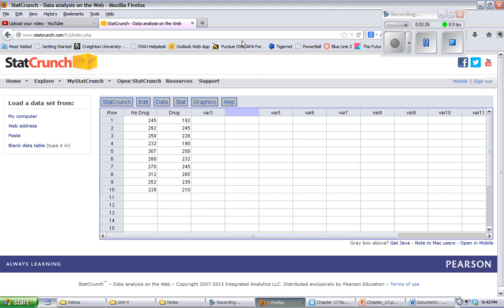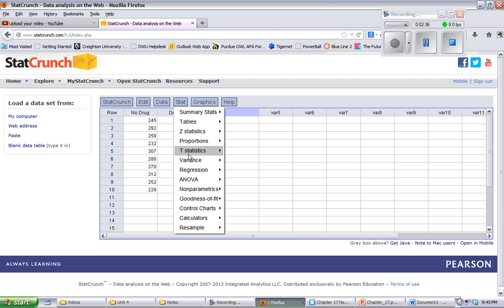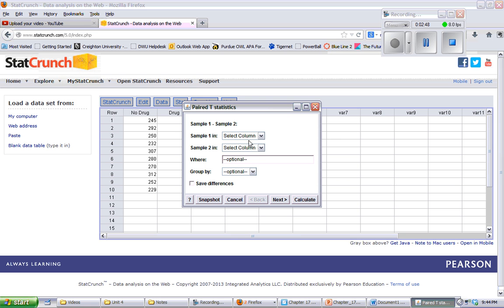I have entered the data here into StatCrunch. If you would like, pause the video and go ahead and enter it into StatCrunch now. Once you have that entered, you're going to go to Stat, T-Statistic, and then we're going to use the paired. We're not dealing with two separate samples. We're dealing with a paired t-test. Our samples are the exact same size, and they match up 1-to-1. Our sample 1 is going to be our no drug. Our sample 2 will be our drug.